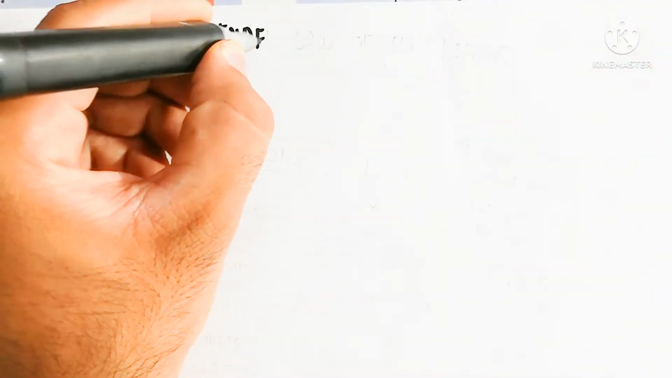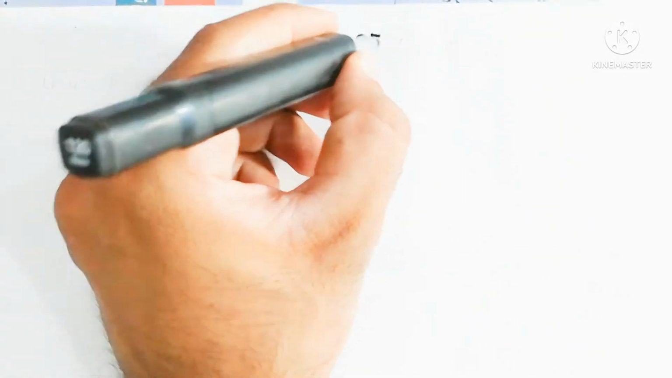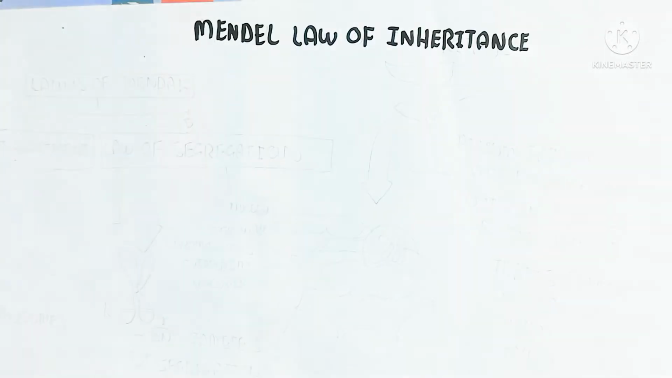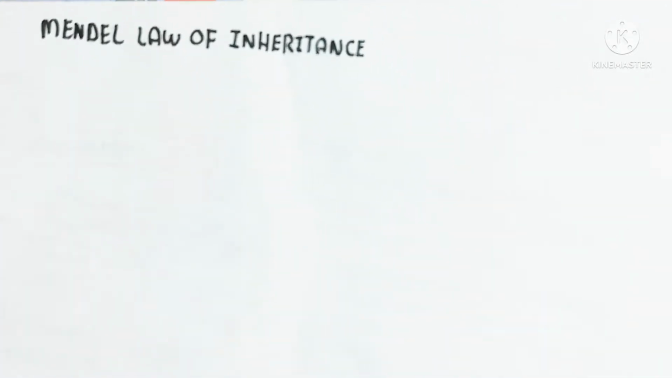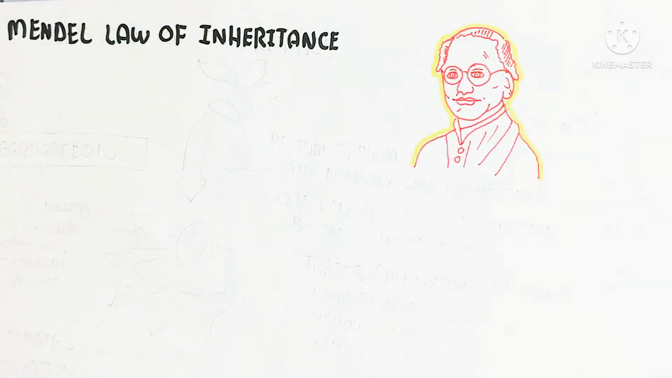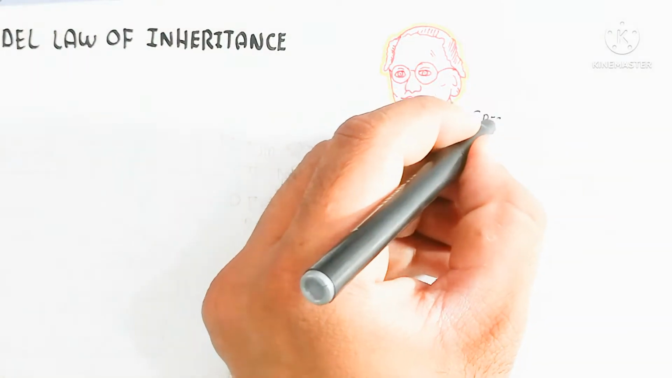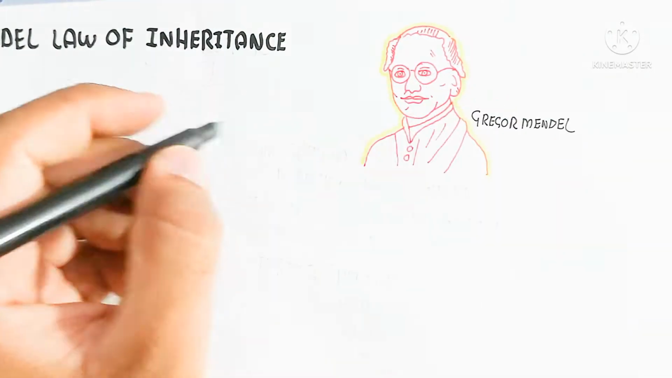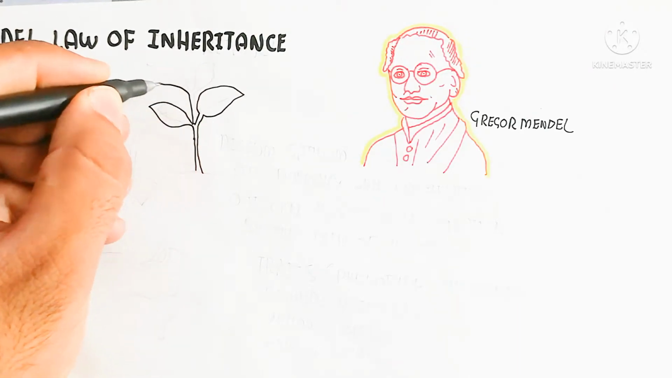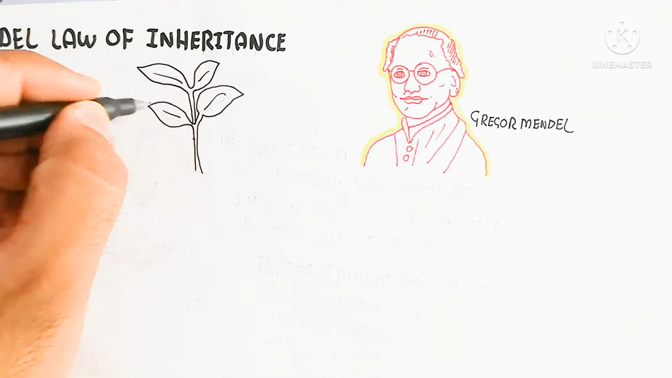Hello, in this video we will discuss Mendel's law of inheritance. Let's begin by understanding Gregor Mendel first. Gregor Mendel was a scientist and priest, and he took the Pisum sativum pea plant. Why did he use the experimental plant Pisum sativum?